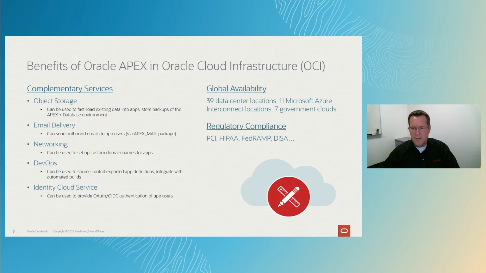We also have some government clouds where we configure and certify for specific government customers who have specific government needs. So some interesting things for government customers. And then regulatory compliance. This is another thing that you essentially get for free when you're running Apex on Autonomous Database in Oracle Cloud. We certify with the common regulations that you probably have heard of, PCI, HIPAA, here in the United States, FedRAMP, and DISA for Department of Defense customers, to name a few. We do a lot of regulatory compliance audits and attestations, and you get that just by virtue of running Apex on Autonomous Database in the cloud.